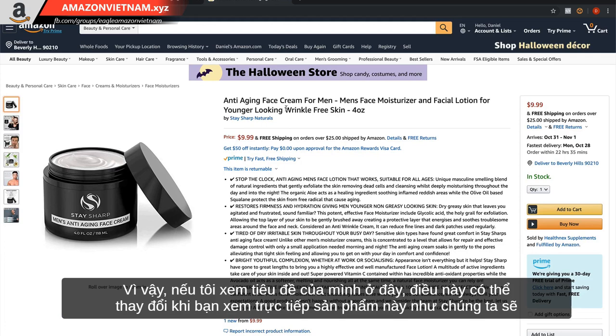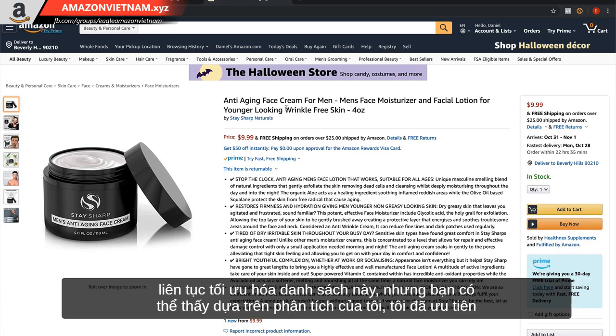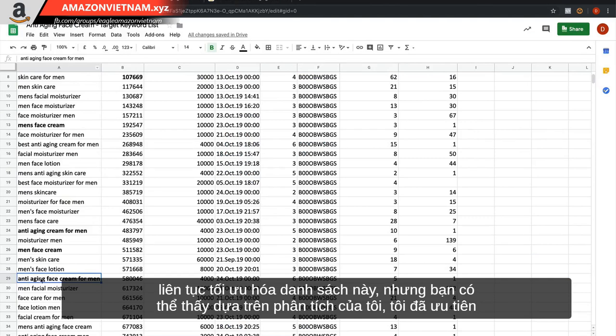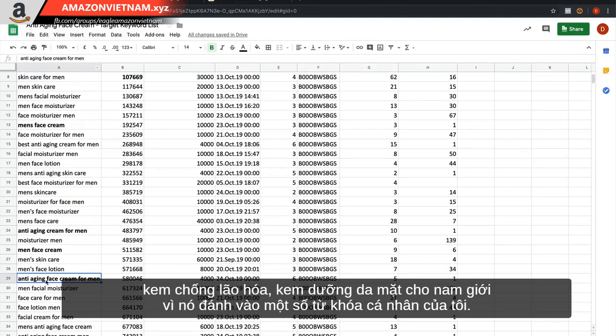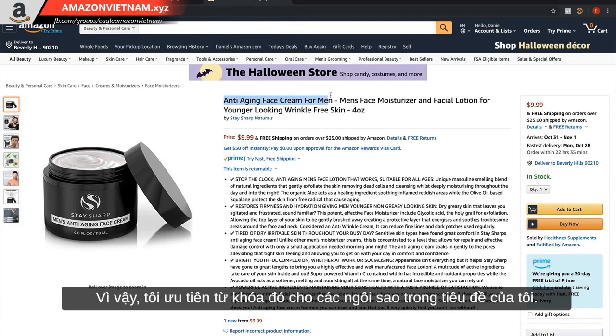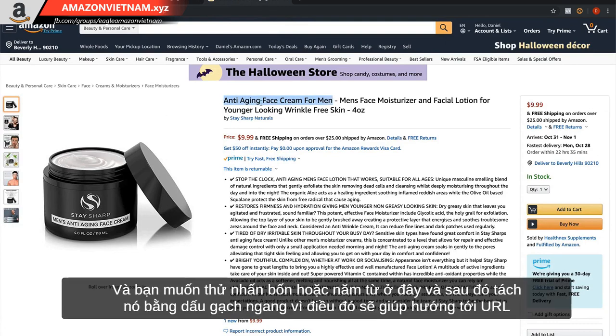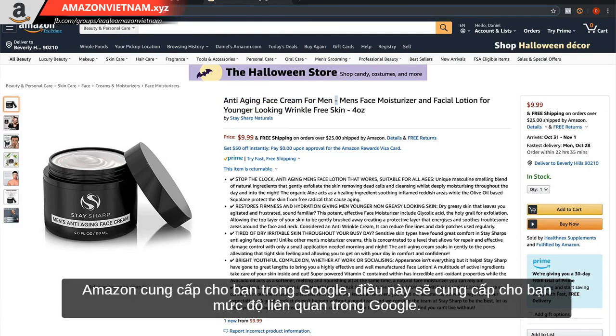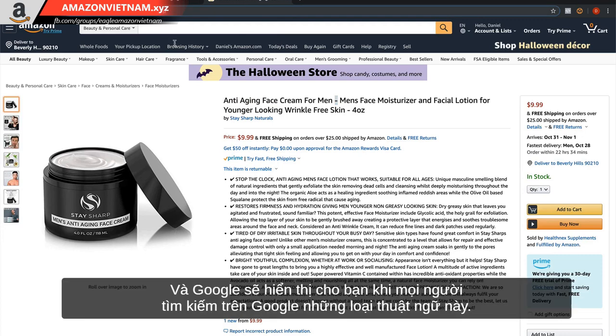So if I have a look at my title here, this may change by the time you look at this product live, as we're going to be continuously optimizing this listing. But you can see, based on my analysis, I've prioritized anti-aging face cream for men because it hits a number of my individual keywords and is a nice keyword in itself that has all of the direct intent for my product. So I prioritized that keyword to the start of my title, and you want to try and hit 4 or 5 words here and then separate it with a hyphen, as that will help towards the URL that Amazon gives you in Google, which will give you relevancy in Google, and Google will show you when people search Google for these types of terms.